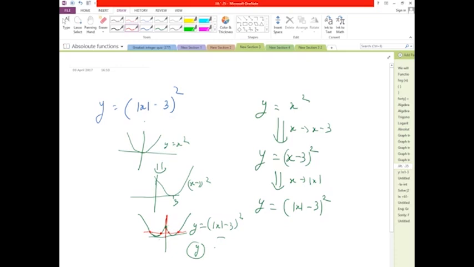So you know this value is what? For x equal to 0, this is 9. So for y from 0 to 9, there will be 4 values of x. And for y greater than 9, there will only be 2 values of x. So the question may not mention anything about the graph, but knowing the graph will help you answer questions.